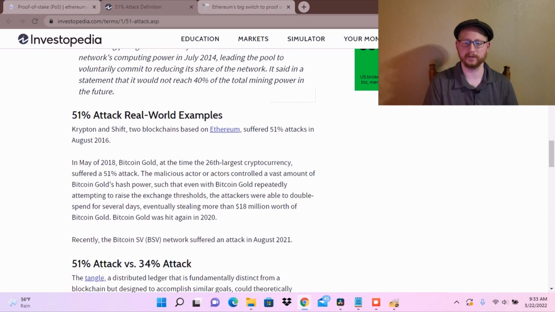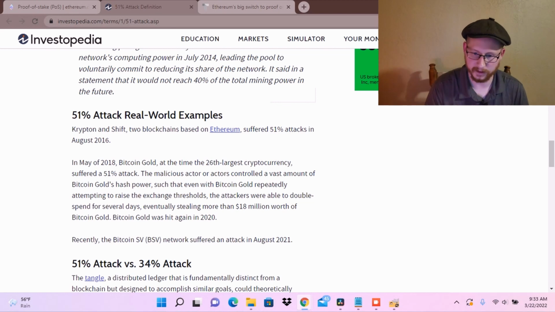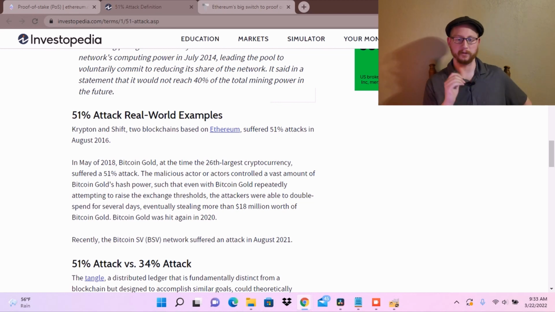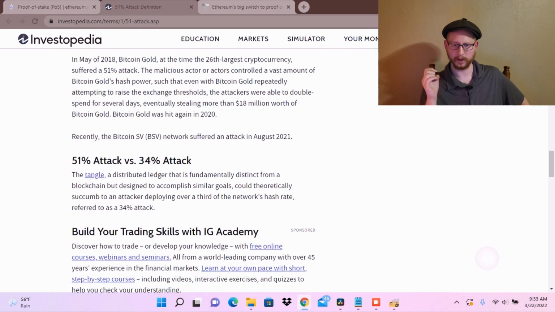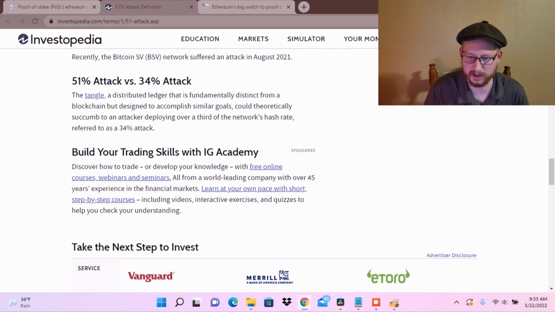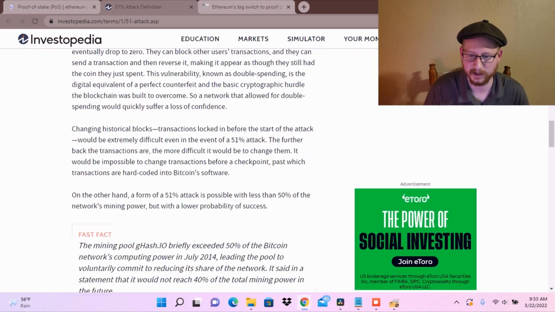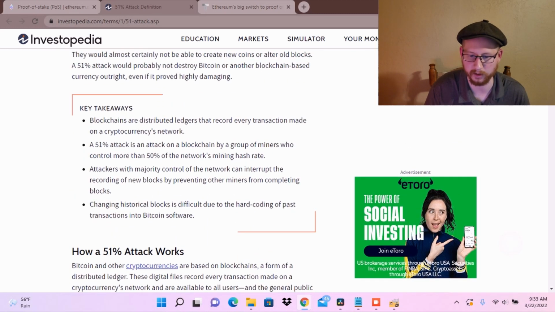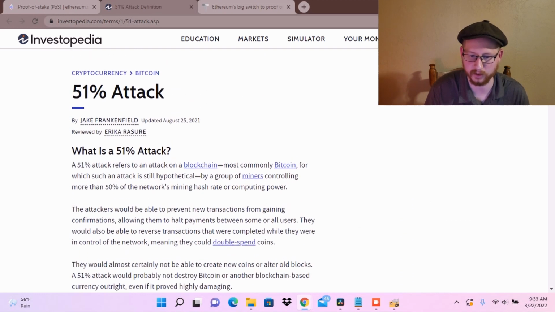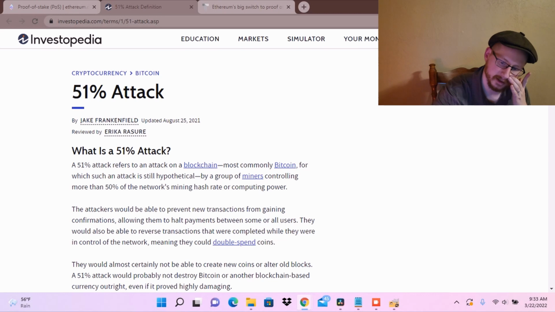Here's something. Krypton and Shift, two blockchains based on Ethereum, suffered 51% attacks in August 2016. In May 2018, Bitcoin Gold, one of the 30 largest cryptocurrencies, suffered a 51% attack. The malicious actors controlled a vast amount of Bitcoin Gold's hash power, computing power. Even after repeatedly attempting to raise the exchange thresholds, the attackers were able to double spend for several days, eventually stealing more than $18 million worth of Bitcoin Gold. Bitcoin Gold was hit again in 2020. Recently, BSV suffered an attack in August 2021.